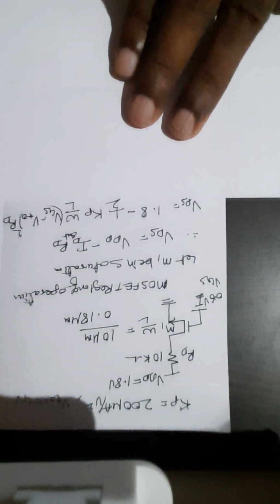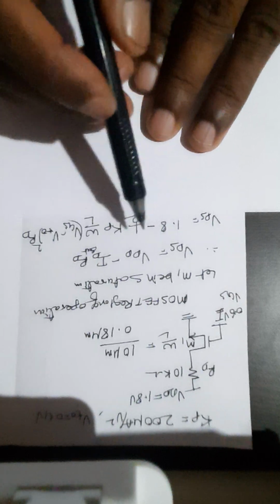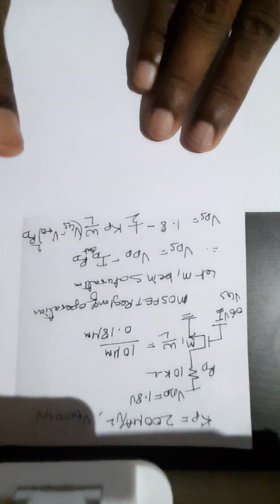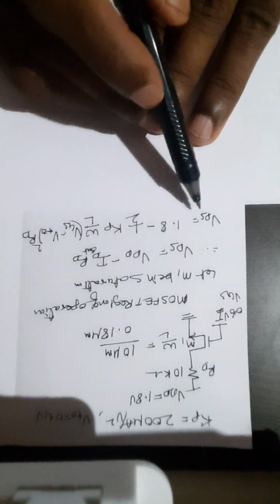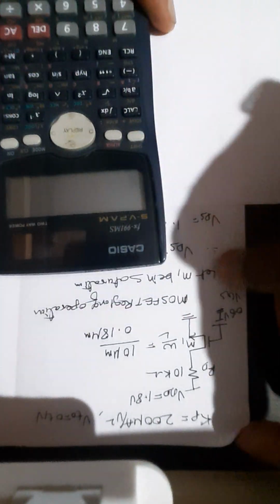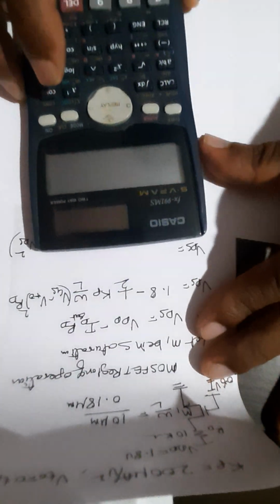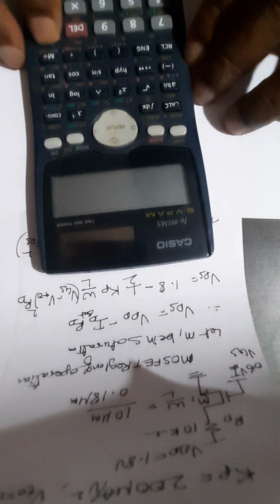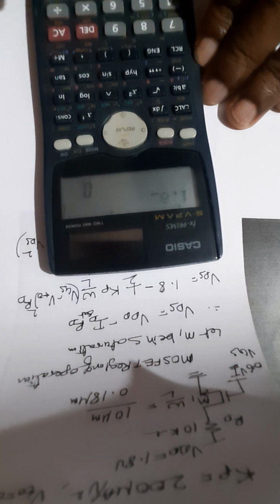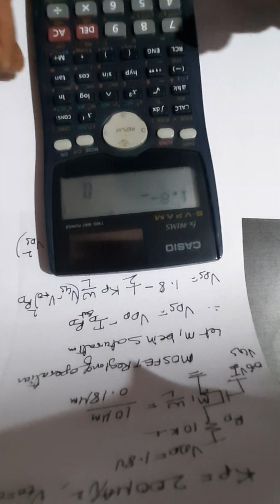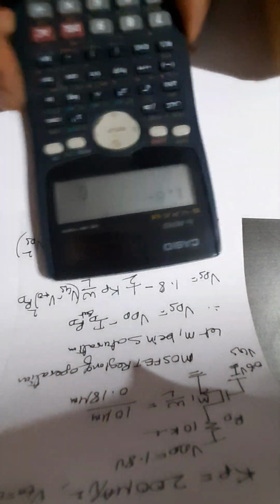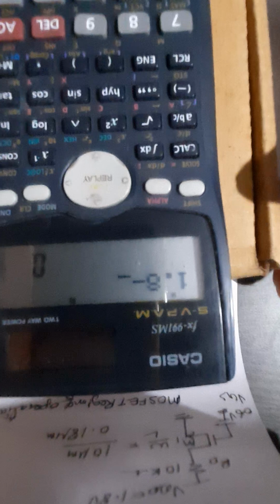What I'm trying to do is substitute the value of ID as half Kp W by L into VGS minus VTO whole square, into RD. So this happens to be the expression for VDS. Let us try to find out what is the value of VDS using the calculator. So let me just enter this equation as it is. Since I want to find VDS, it is 1.8 minus, and I'm going to substitute all other values.